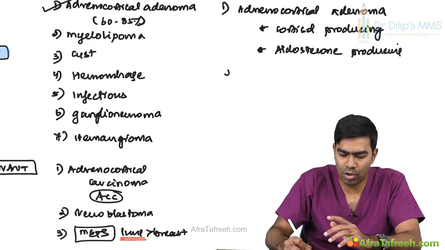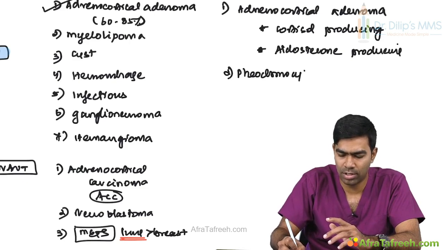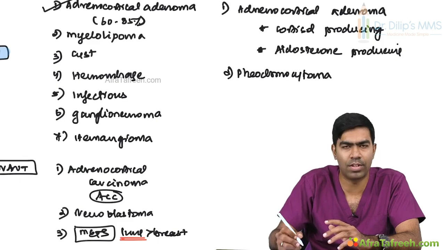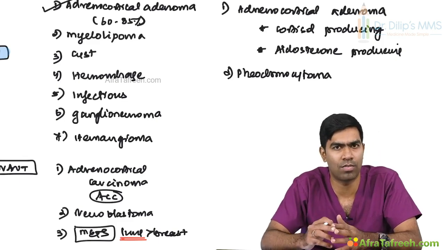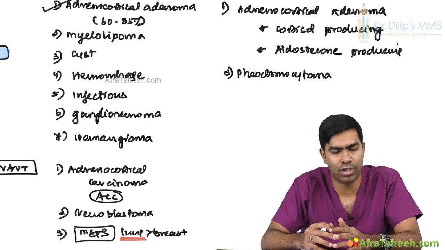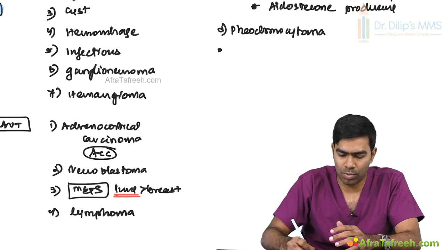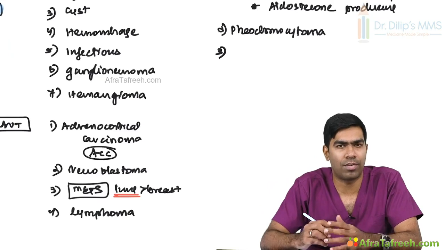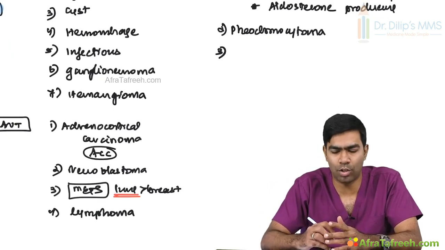Or you can have a pheochromocytoma, because pheochromocytomas mostly are functional. 90 to 95% are functional. We know that rule of 10%: only 10% are non-functional, 90% are functional. Pheochromocytomas are functional but benign, catecholamine secreting tumors.